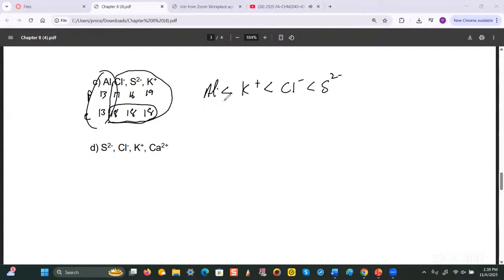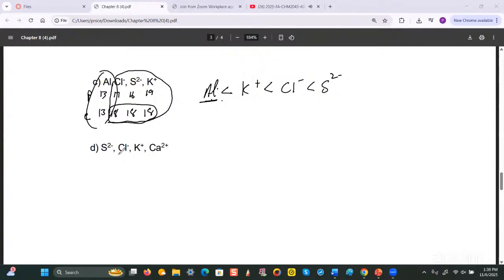I'm going to recheck this to make sure, but I think aluminum should go here. And the only reason I said that is because the chloride and sulfide would be larger in size compared to the atoms from which they're formed. And I suspect the potassium will be greater than aluminum as well. So I'm going to check on this, but I'm quite sure aluminum is the smallest of those four.